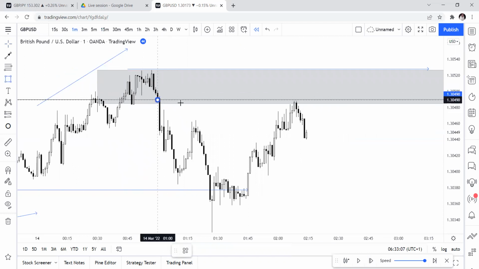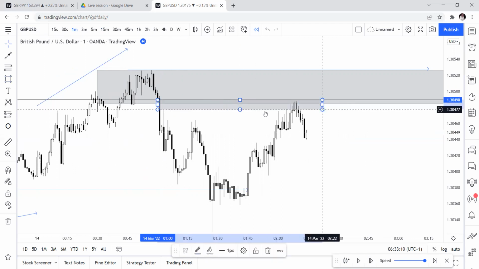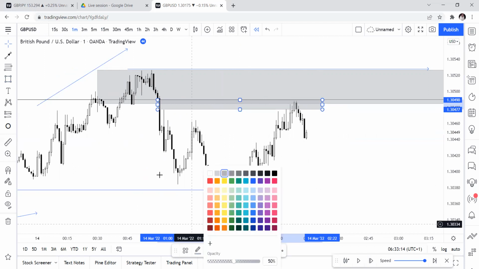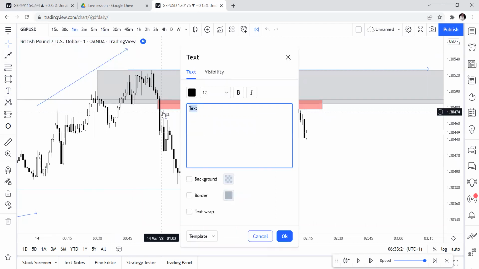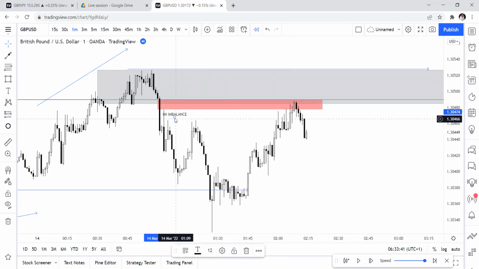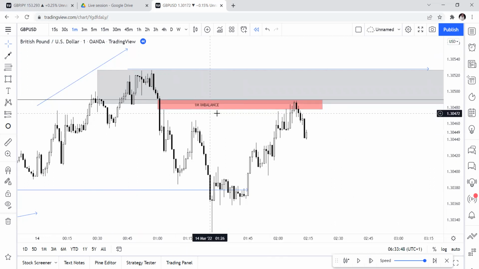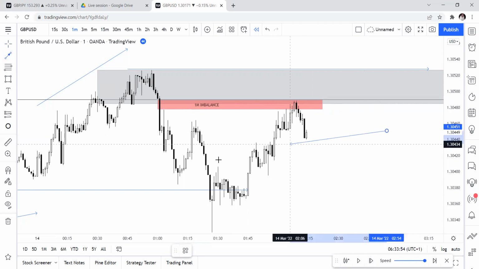If you have focused on your distance here, you see that imbalance there. There's imbalance in 1 minute. We got our 1 minute imbalance at that 15-minute supply order block. So you can see why price could not move upward anymore. We got our imbalance there, and we tell you this thing must be filled.